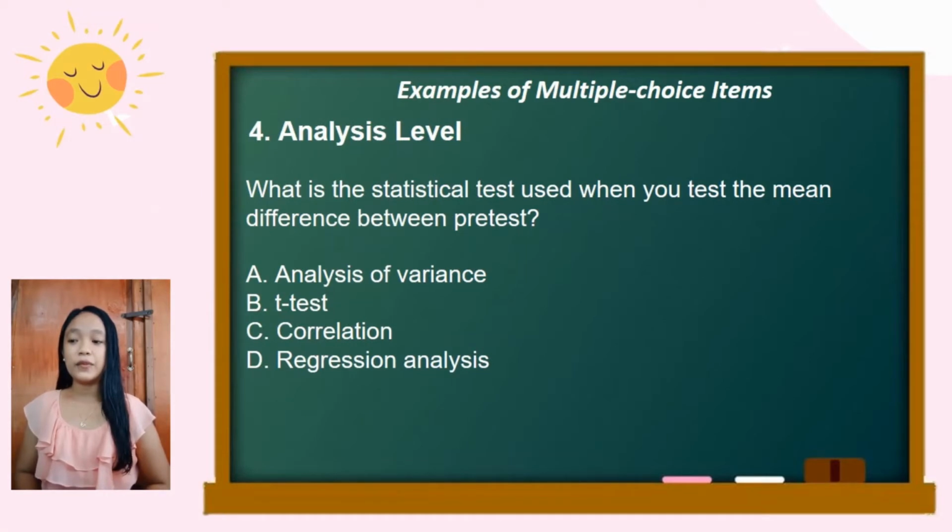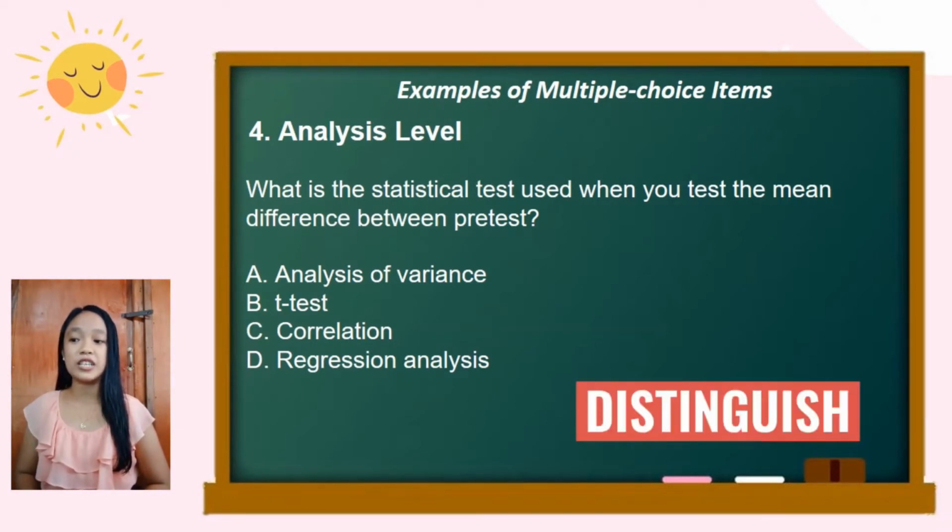And for the fourth, analysis level. This kind of question is an example of analysis level type because the students are required to distinguish which type of test is used. And the correct answer is option B.